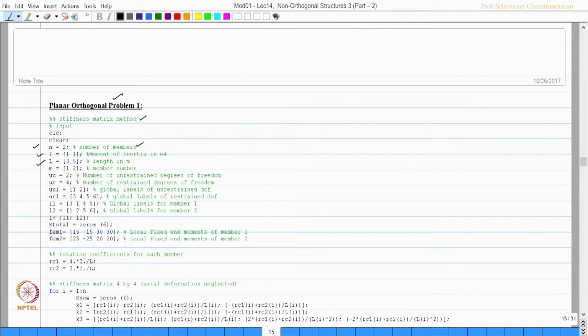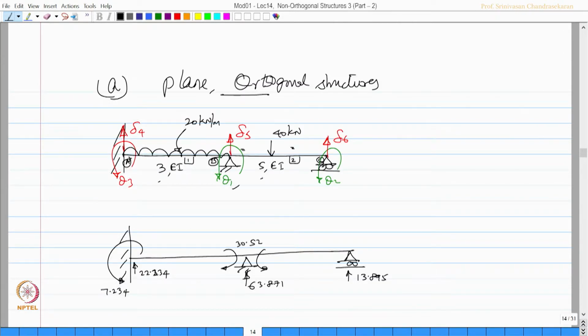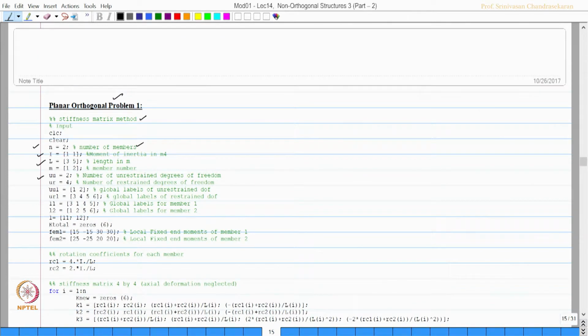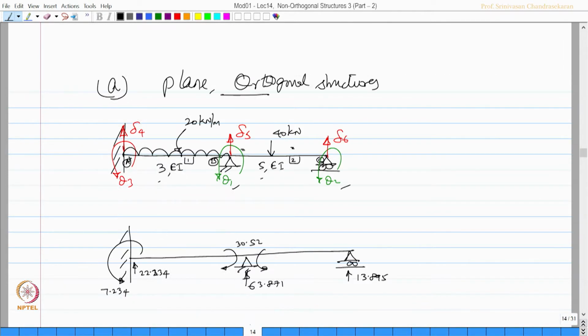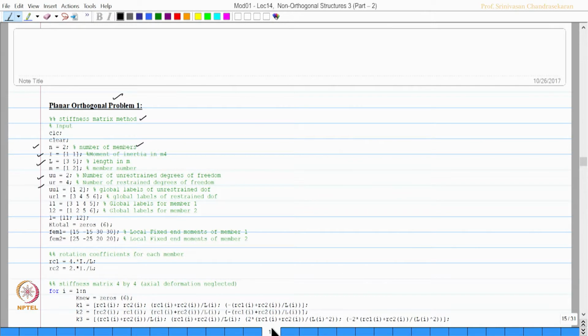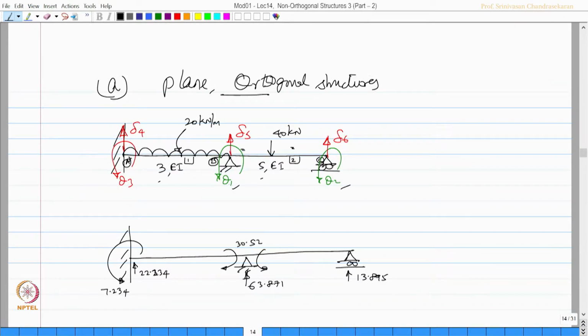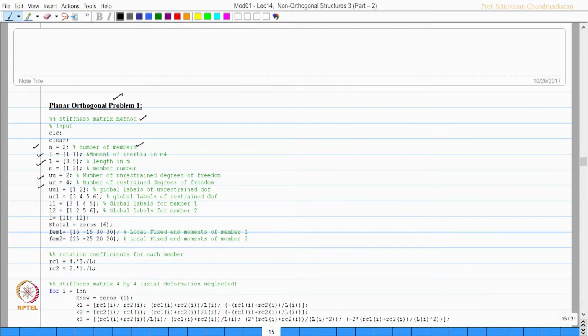Now, unrestrained degrees are 2 as an input, you can see here marked in green, theta 1 and theta 2. Restrained degrees are 4, that is 3, 4, 5, 6. So, they are 4. And labels of unrestrained degrees are 1 and 2, you can see here theta 1 and theta 2, and restrained degrees are 3, 4, 5, 6.